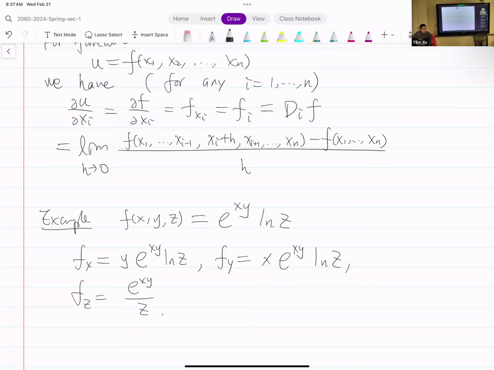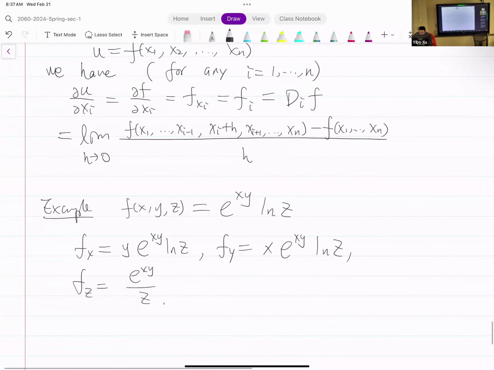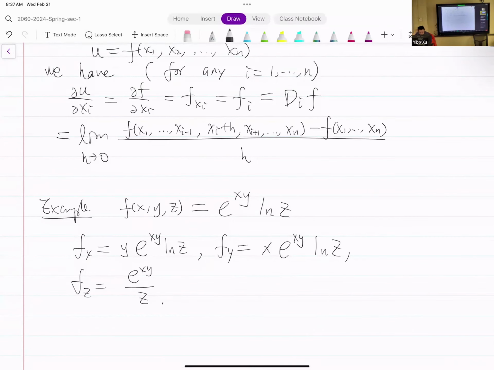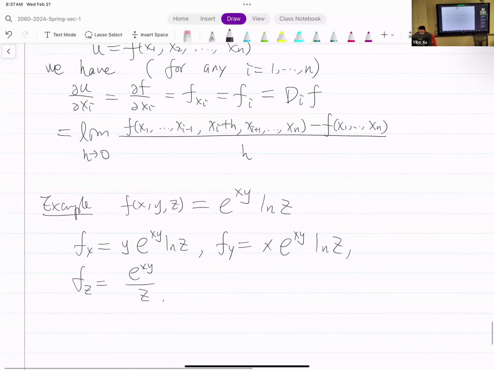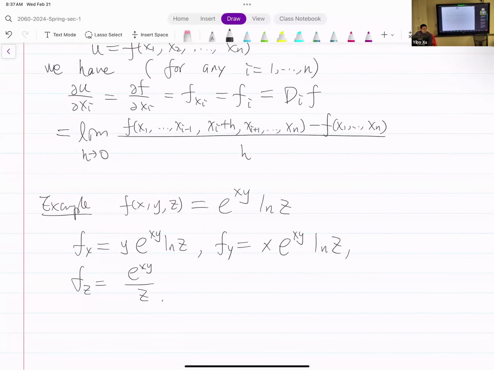Any questions so far? So you can see we are indeed getting into the calculus part of the course. Okay, it will get more and more involved starting from this partial derivative concept. Good.